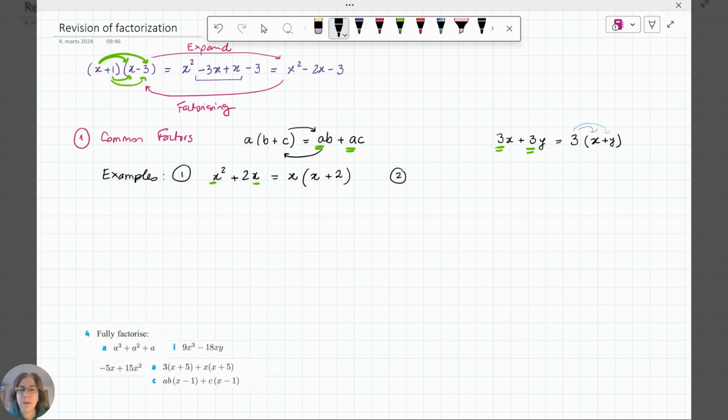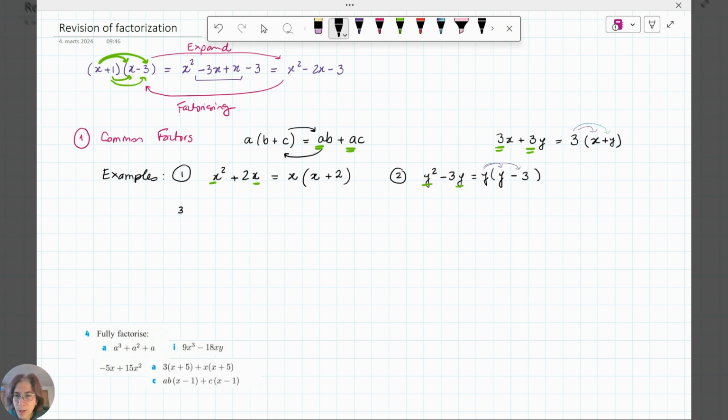If we have y squared minus 3y over here, again, the common factor is easy to see, it is y. The small difference that we have to pay attention to is the fact that inside our bracket we're going to have a negative sign. So we will write y multiplied by the bracket that has y minus 3. And then we can check: y times y is y squared, and then negative 3 multiplied by y is negative 3y.